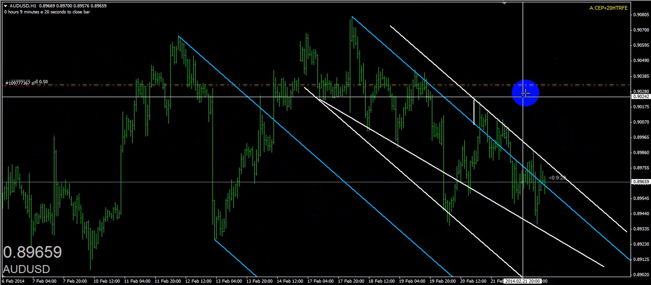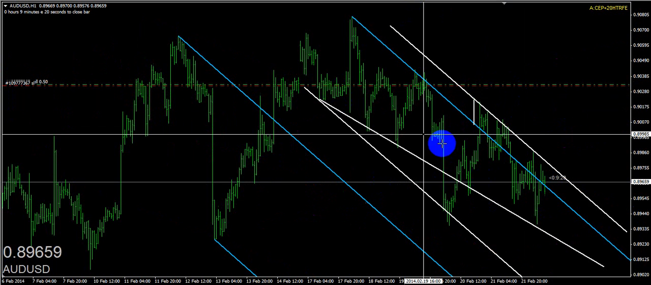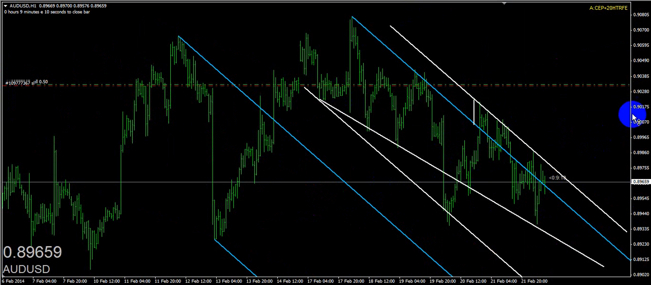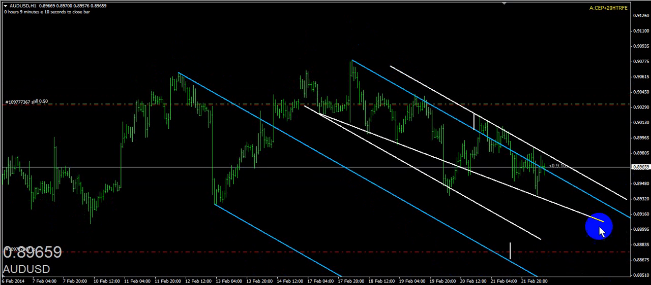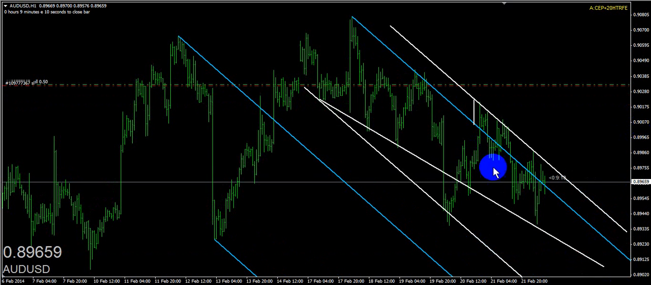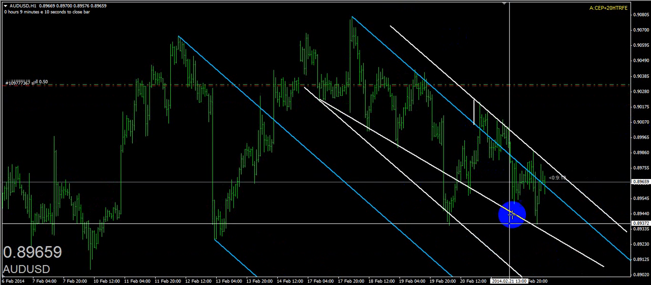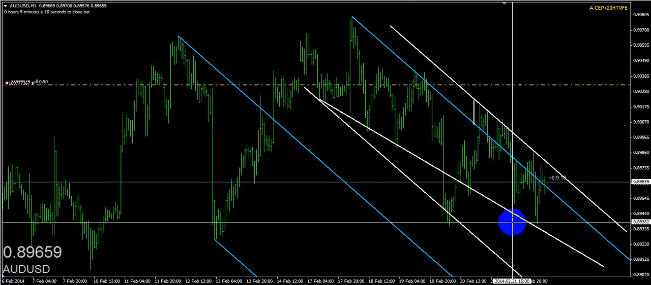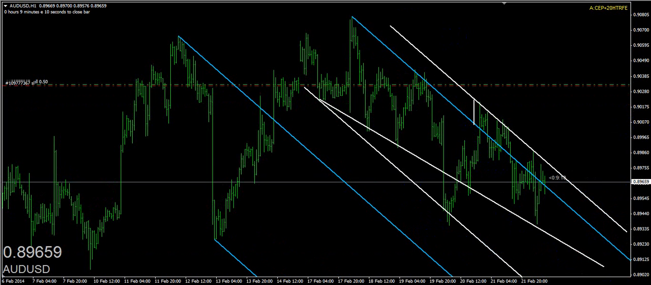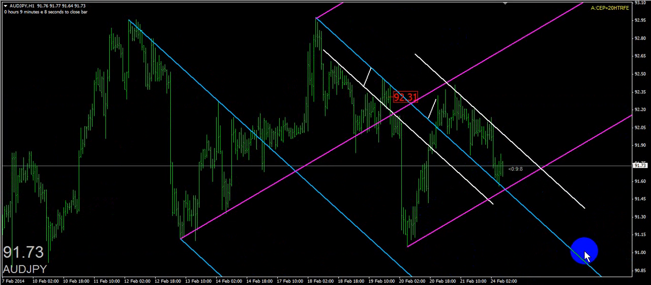I'm in a break-even trade on this Aussie dollar. I'm looking for, if it does drop, potential drop to the bottom area here, but it is holding its ground, so I am kind of cautious about that. I would not enter any new positions.